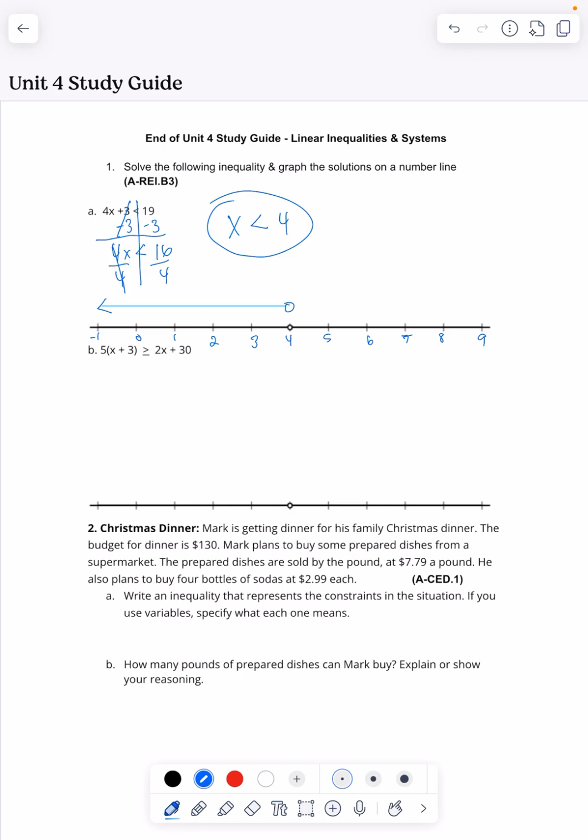4. And in this case, does it include 4? Was this also x is less than or equal to 4, or just less than? In this case, it would just be less than. So that would be it.